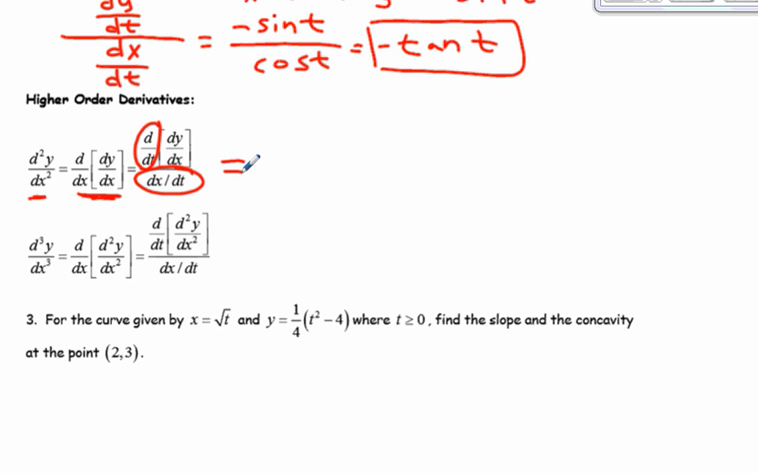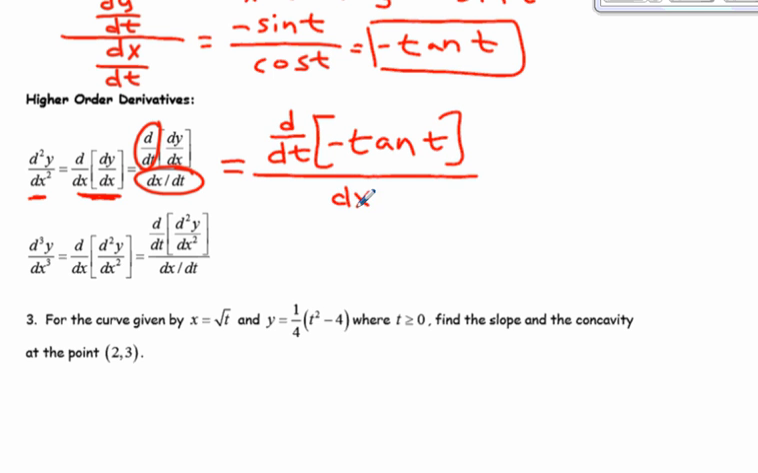So all you have to remember is to take a higher order derivative of the parametric is just take the derivative of dy/dx. So I want to take the derivative with respect to t of my dy/dx that I found to be tangent of t. And then you just simply divide by dx/dt. And that dx/dt piece is exactly what we found from previous. So our dx/dt was just cosine of t. All right, so again, it's not that bad.